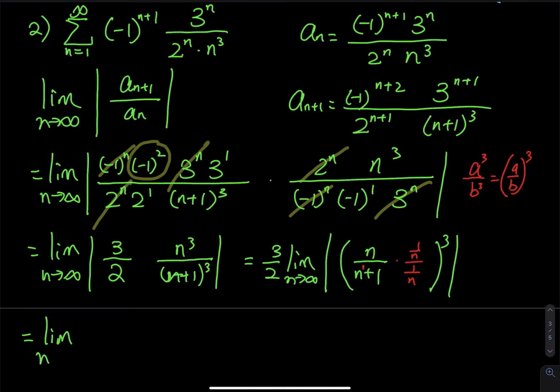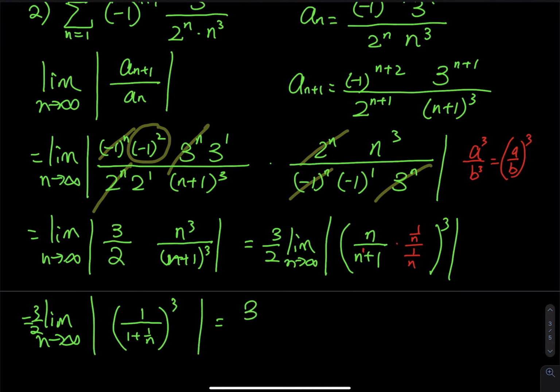Limit as n approaches infinity. We have the absolute value, and then we have 1 divided by 1 plus 1 over n, and then the whole thing raised to the third power. That is not too important because as n approaches infinity, the 1 divided by n is just 0. So we only have 1 divided by 1 plus 0 raised to the third power. So the result is equal to 3 over 2. That is greater than 1.